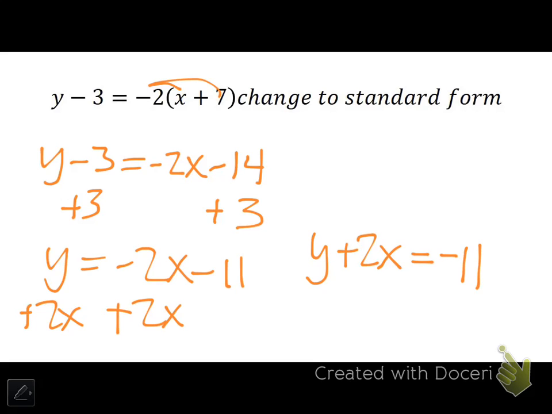And now if we wanted, we could do our cover-up method to find x and y intercepts, but standard form is just x and y on the same side. It's ax plus by equals c.